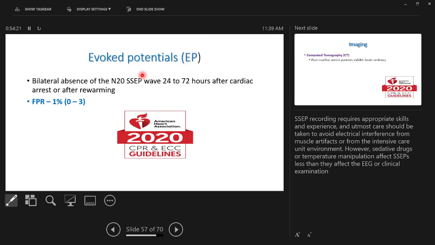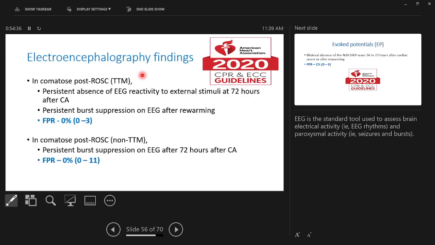And about the somatosensory evoked potential, if we find bilateral absence of somatosensory evoked potential between 24 to 72 hours after cardiac arrest or after rewarming, it also indicates a very poor neurological outcome. However, it is very difficult to perform this somatosensory evoked potential.